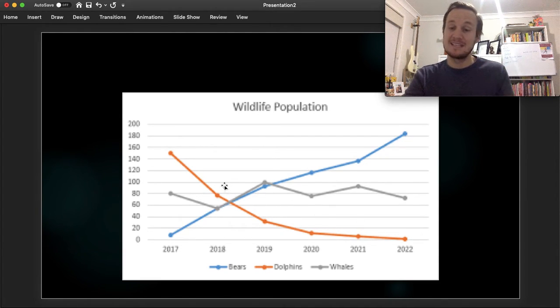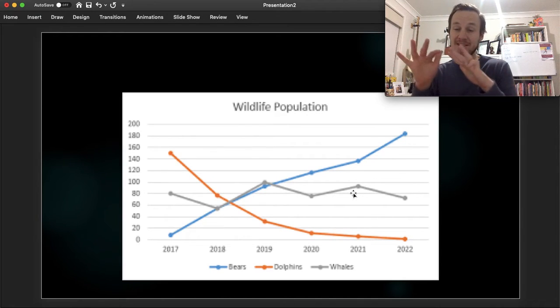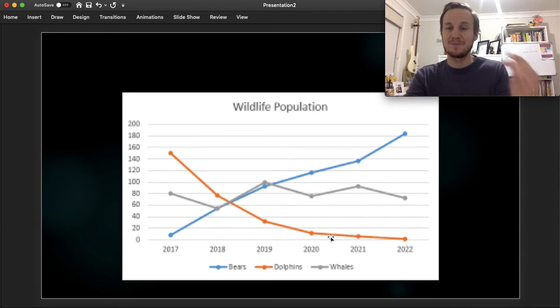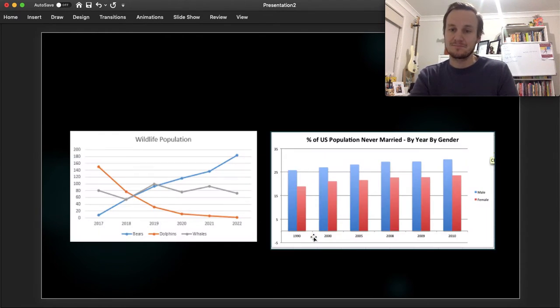So you can really see here, it's a really clear visual that bears are on the up. They're assuming that bears are on the up. Whales are a bit up and down, and dolphins seem like it's a real dying population. Now, I don't really know how accurate this graph is, so don't take this as fact. I'm just saying it's a really clear thing that there's multiple things going on at once, but it's really clear once you know what the key is down the bottom, what's actually happening.